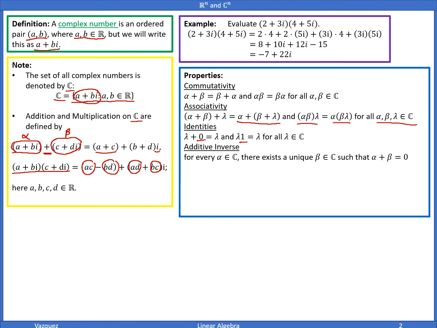Next, we have the additive inverse. What does that mean? That means that for every complex number alpha, there exists another complex number beta, and it's unique, as it says here. There's only one, such that if you add them together, it will give you the additive identity, which is 0.